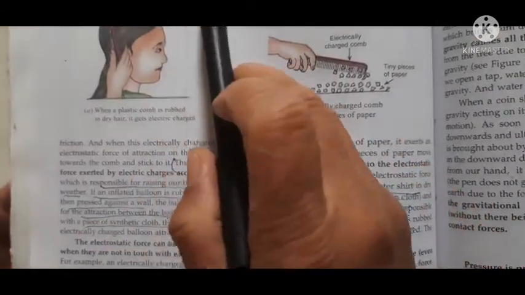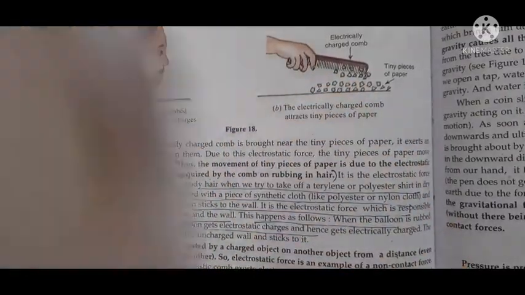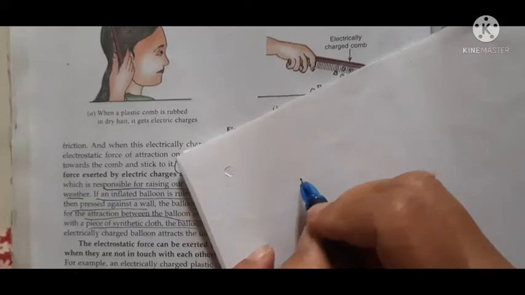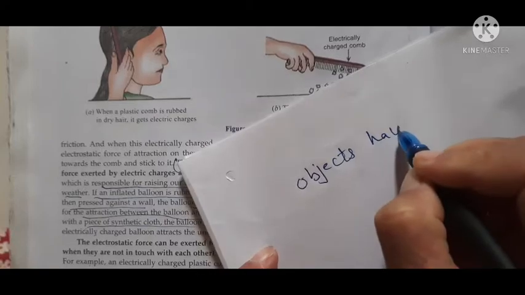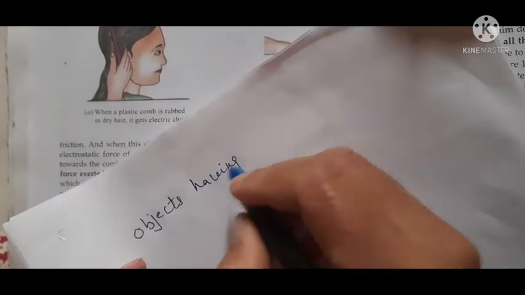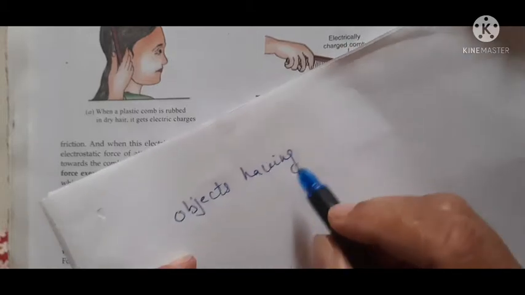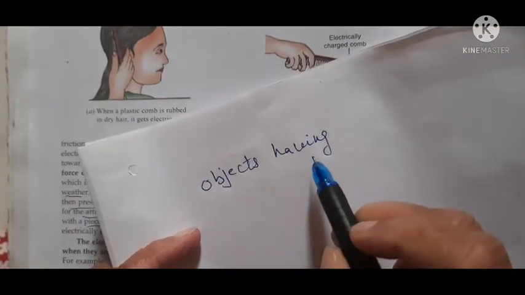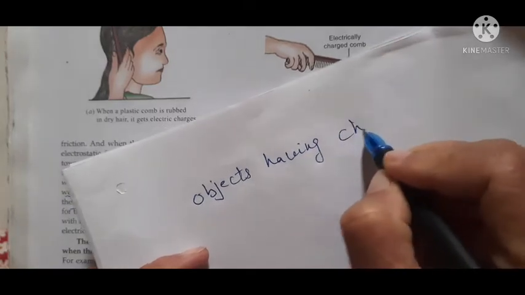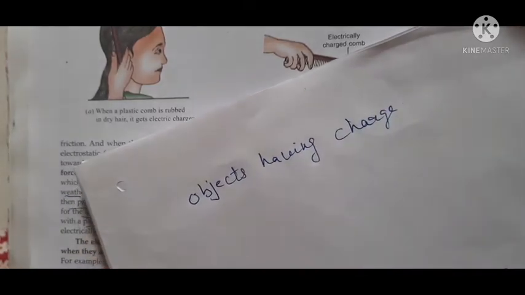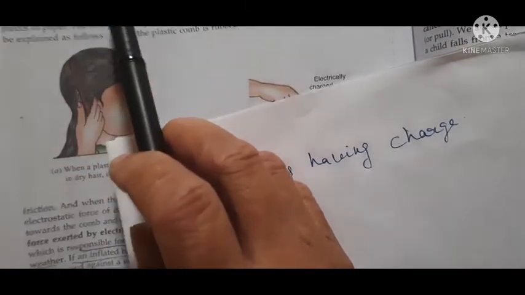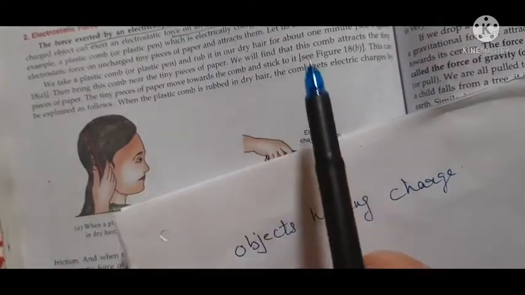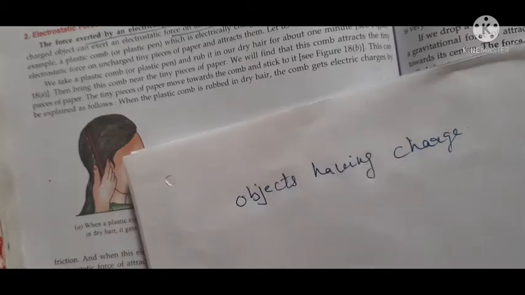So what is electrostatic force? The force which is exerted by an electrically charged object. What are electrically charged objects? Electrically charged objects are the objects having charge, that you know. So the objects may have positive charge or negative charge. Please underline: electrostatic force is a force exerted by an electrically charged object. For that it is important that the object should be charged.